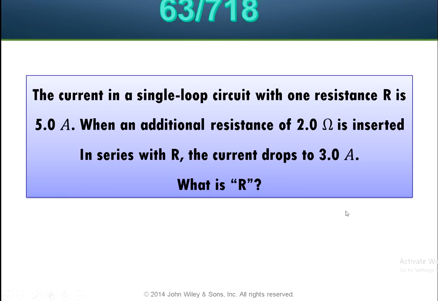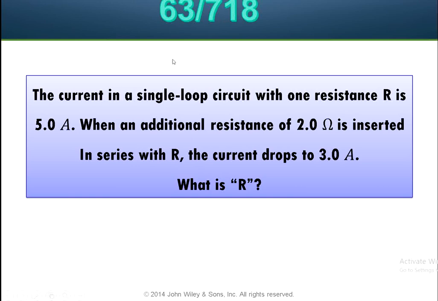And the third one, the last question, is 63. The current in a single loop circuit with one resistance R is 5 ampere. When an additional resistance of 2 ohm is inserted in series with R, the current drops to 3 ampere. What is R? The most important point to consider is the series combination. When two or more resistors are connected in series, the equivalent resistance will be the addition of all the resistors in that circuit.